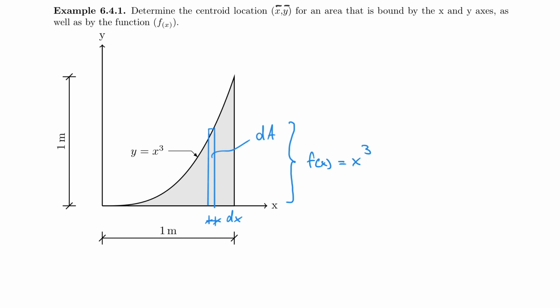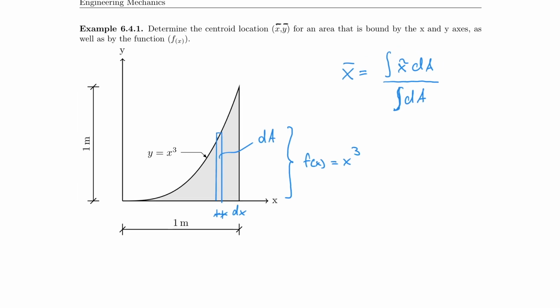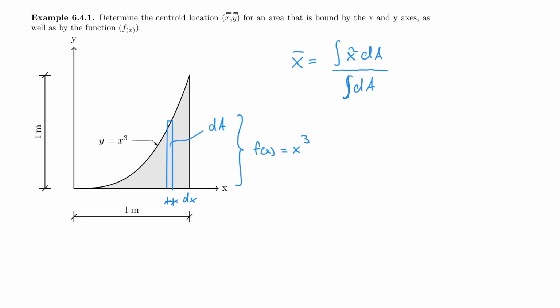And so remember that our formula was x bar is equal to integration of x tilde dA divided by integration dA. So now what do I have to do? I have to integrate or fulfill those criteria here. And I already found that dA, where do I write it here? dA is equal to x cubed dx. And again, this is the height. And this is the base.